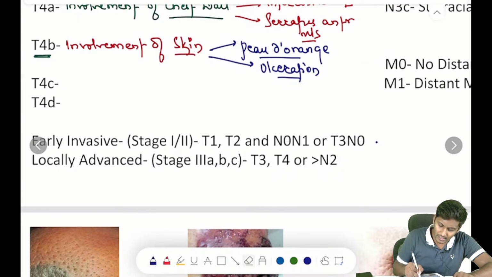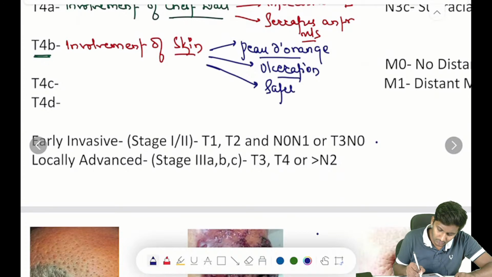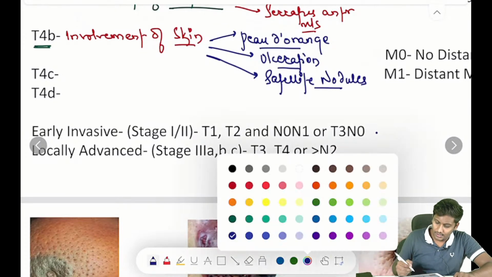That means, for example, I'll write properly. For example, this is the main breast cancer and there are some nodules out here. That will be called satellite nodules. So if there is presence of satellite nodules on the skin, that is also considered as skin involvement itself. That is T4B. Next, children, you have to remember is definitely T4C.